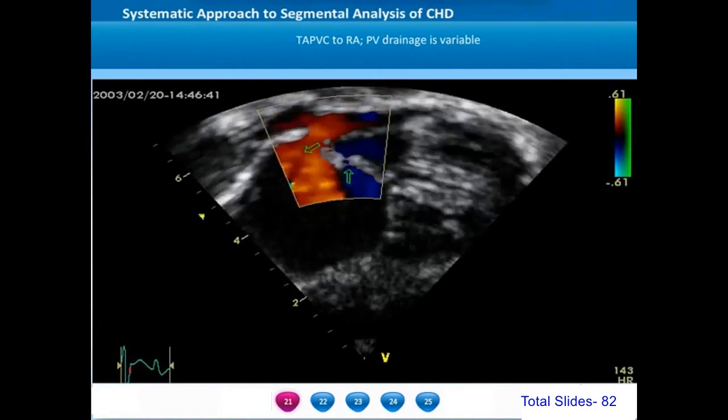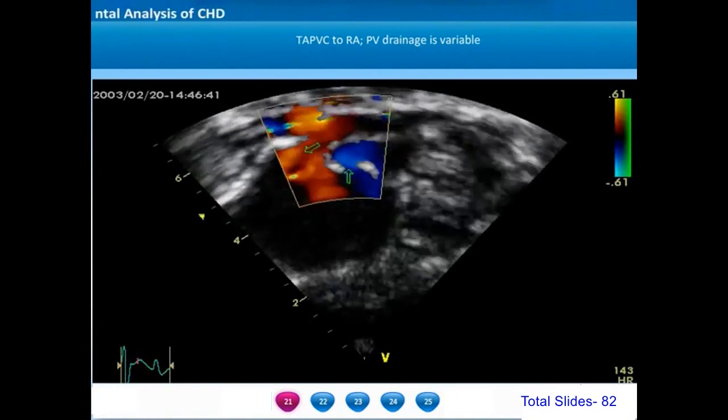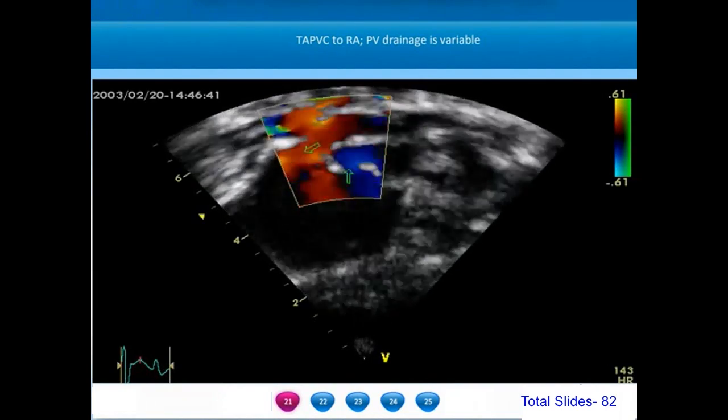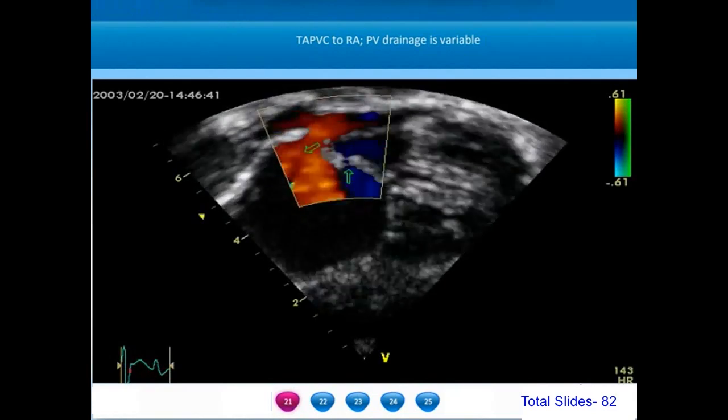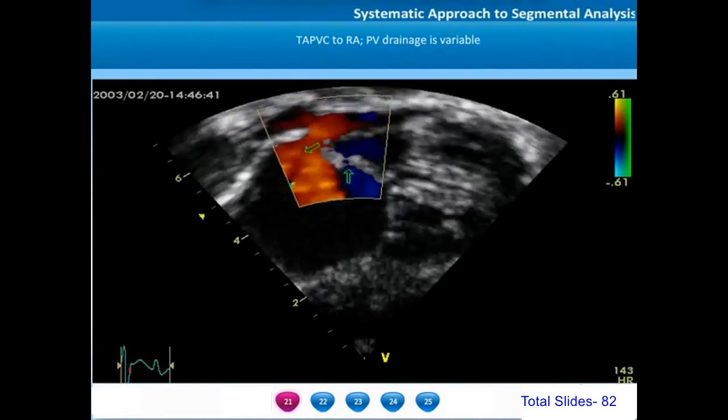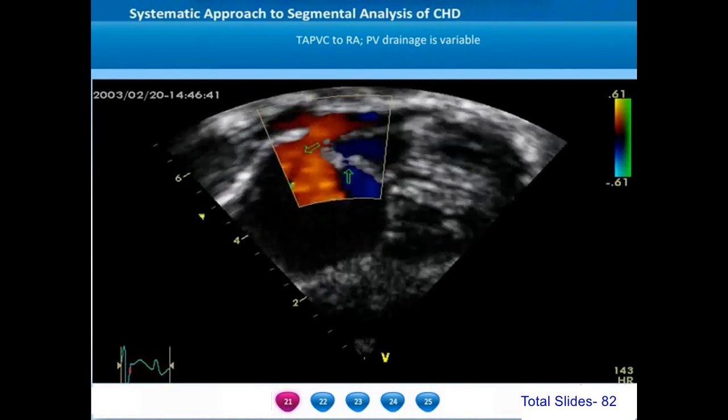Like the superior vena cava, the pulmonary venous drainage is also variable. In patients with total anomalous or partial anomalous pulmonary venous drainage, many of the pulmonary veins may be draining directly onto the right side of the heart. So we cannot identify the atria as right or left depending on pulmonary venous drainage.